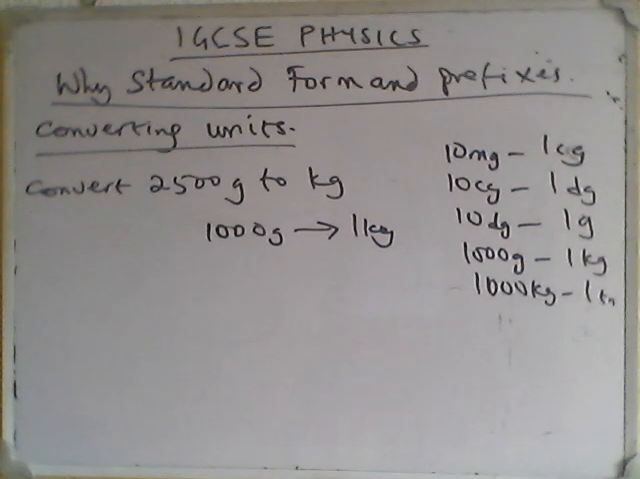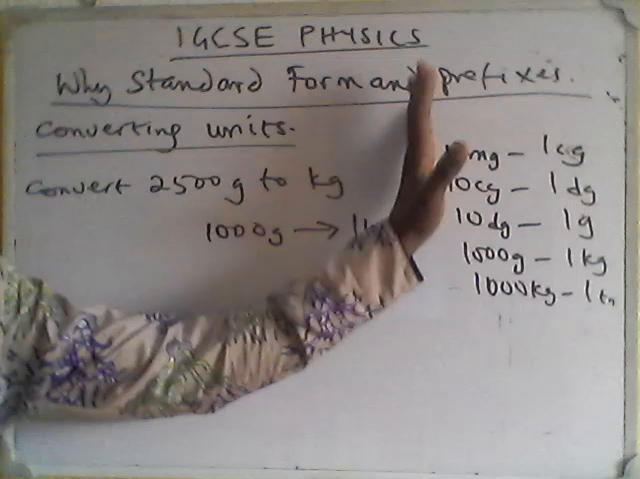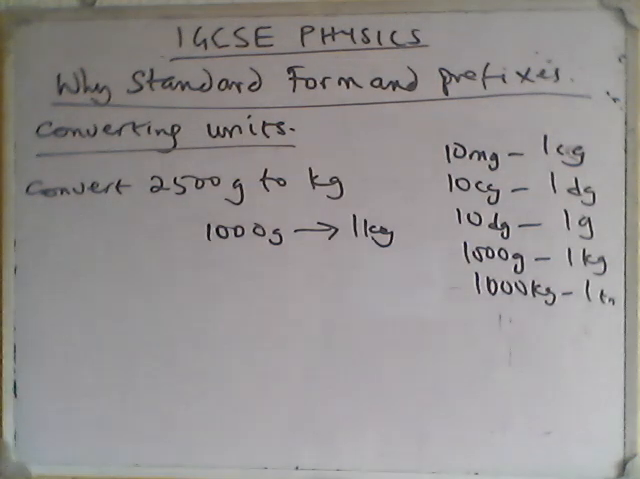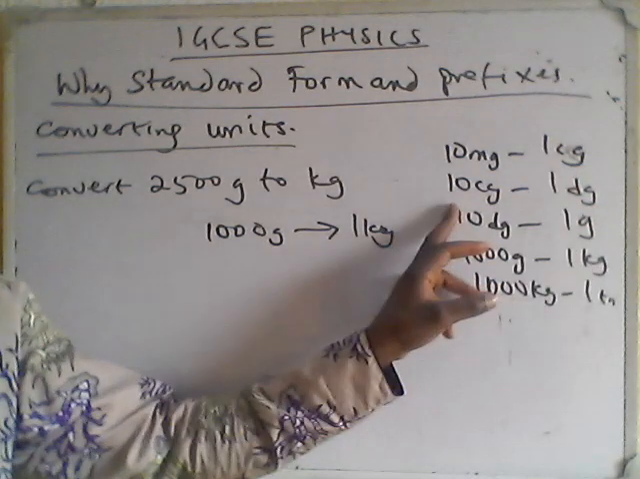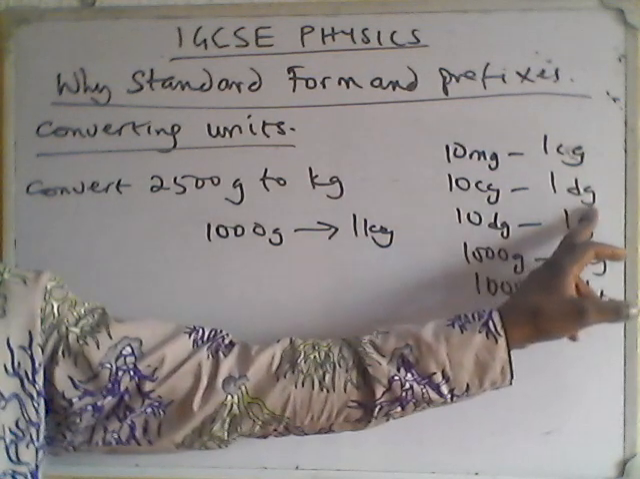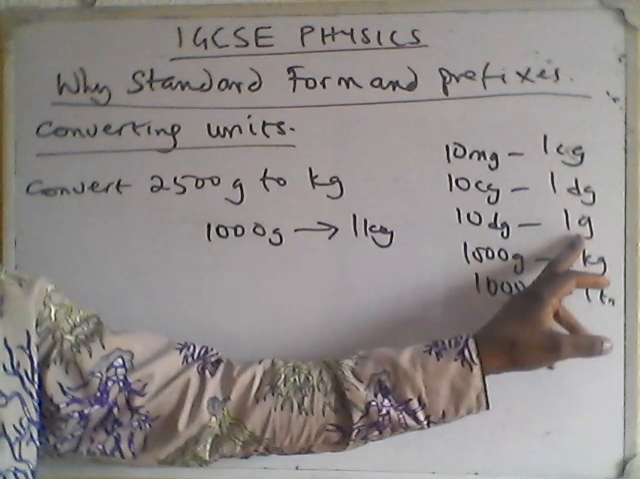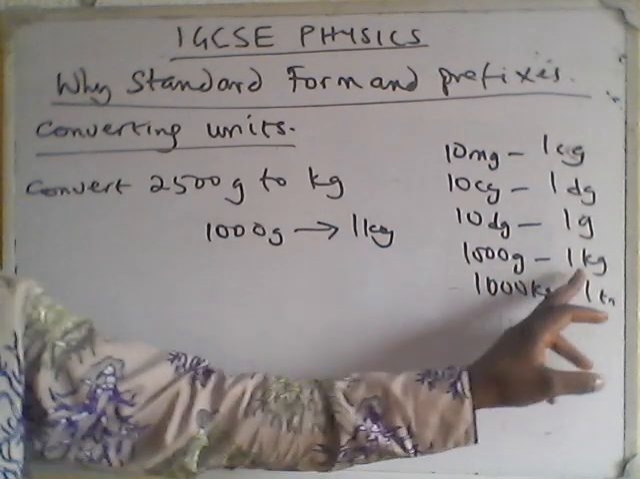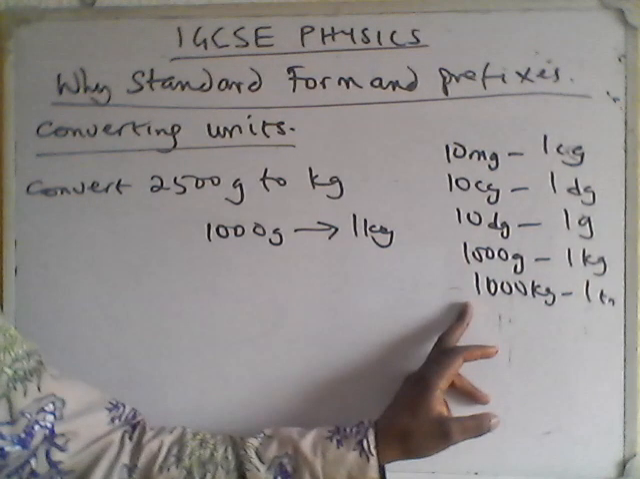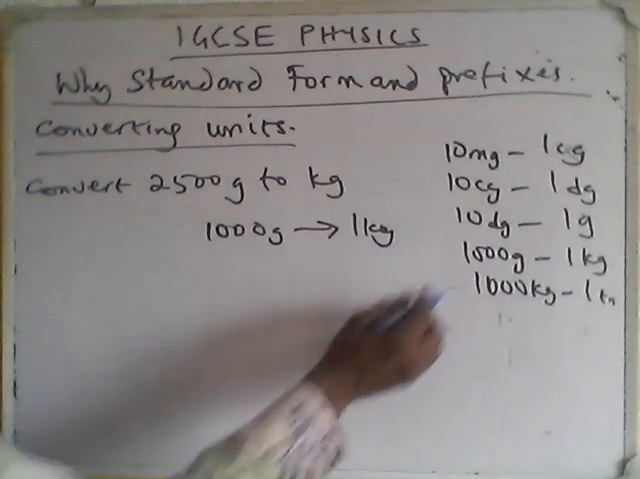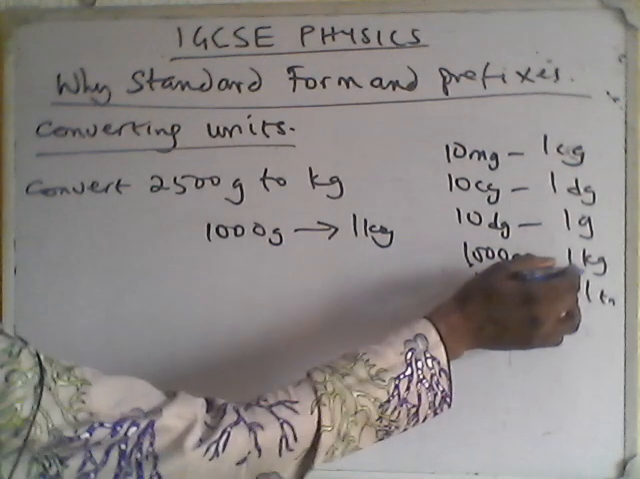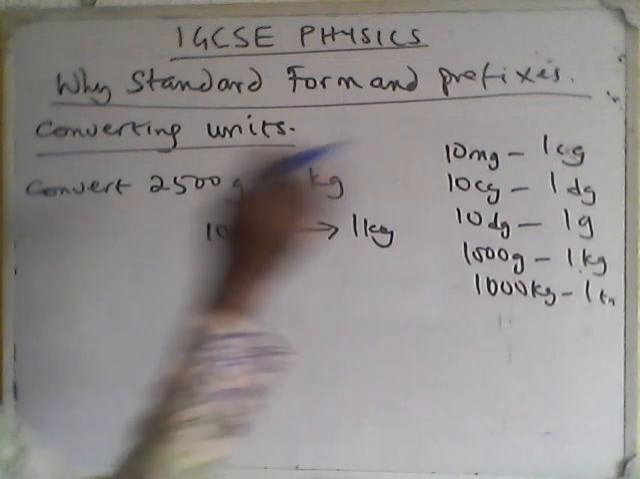So this is your baby science conversion. 10 milligram make 1 centigram. 10 centigram make 1 decigram. 10 decigram make 1 gram. 1,000 gram make 1 kilogram. 1,000 kilogram make 1 ton. Now, if you are at this point, you are told to convert to this, just divide by 1,000.